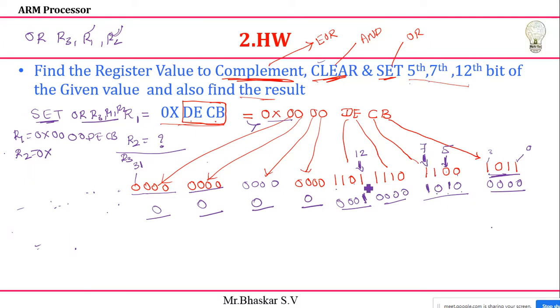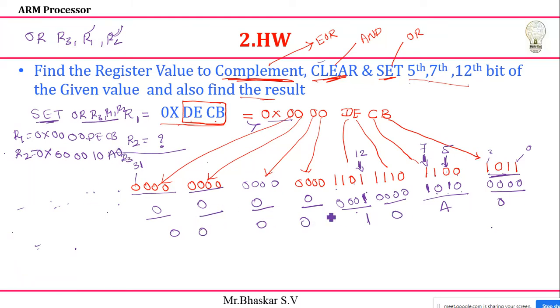Fifth bit, seventh bit, 12th bit. What is the value? 1010. Yes, I'll get A. This is 0. This is 0. It is 1. Remaining, it is zeros only: 0 0 0 0 1 0 A 0. Directly you can write 0 0 0 0 1 0 A 0.